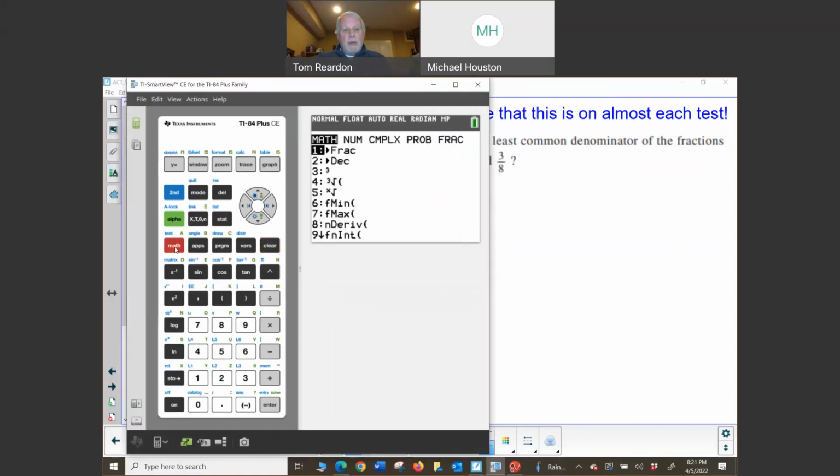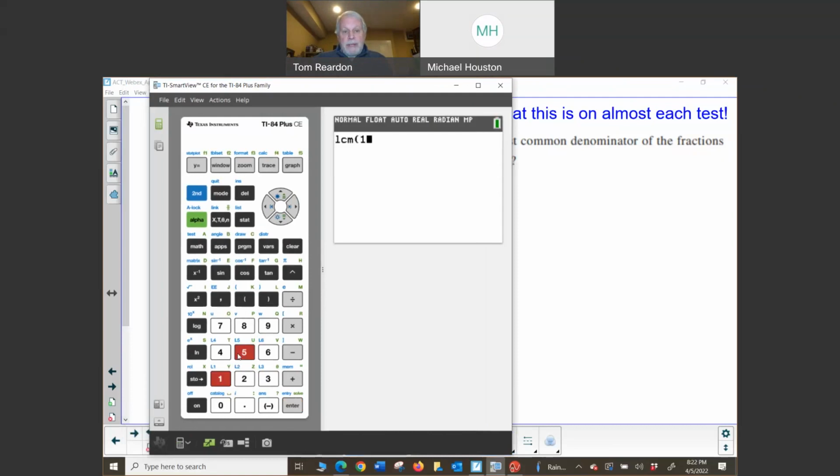And so under math and number, 8 is the least common multiple, but it'll only do the least common multiple on two numbers at a time. So there's two ways to do that. You could do the first two, get an answer, and find the least common multiple with that and the third one. Or I prefer to do it this way, do it all in one step.